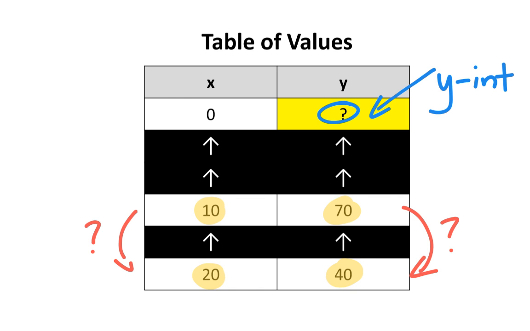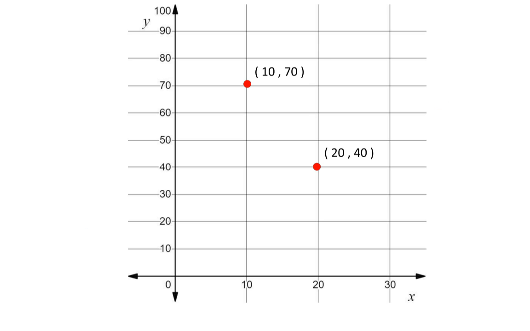In this graph, you have the same information as the table of values. We are told 2 pieces of information: when x is 10, y is 70, and when x is 20, y is 40. Using just these 2 points, I want you to work backwards to find the y-intercept. You could do that by first finding the slope, which involves drawing a right triangle from these 2 points.